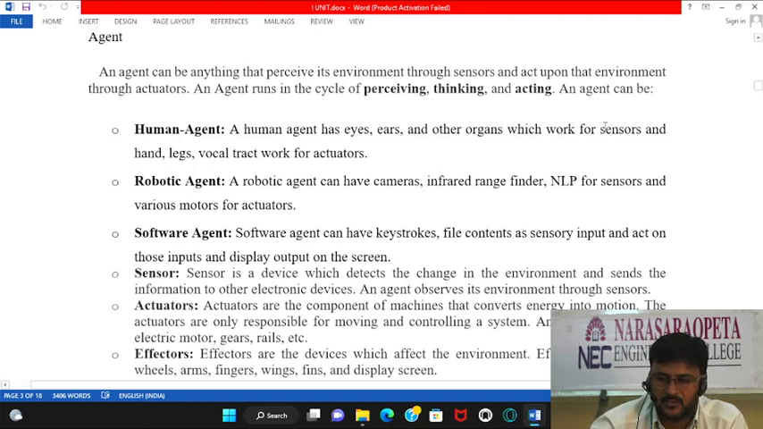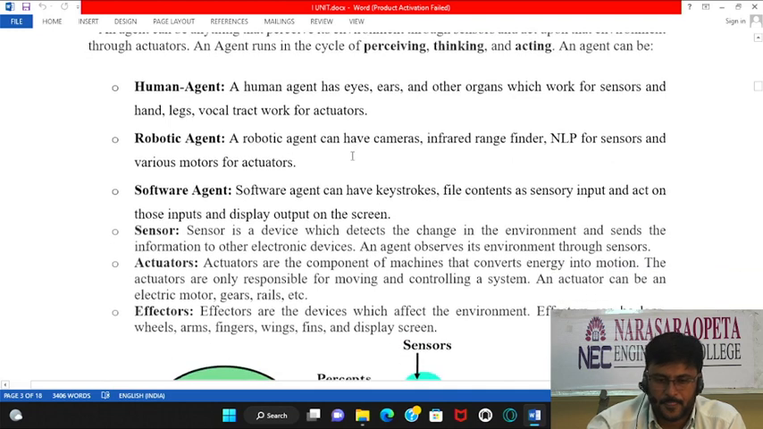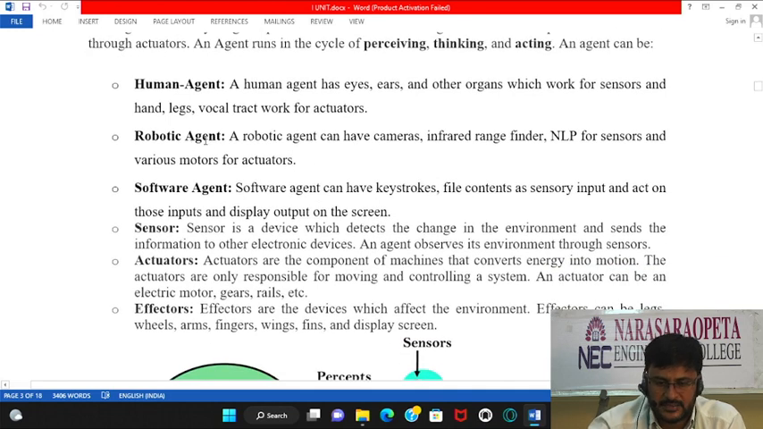These use the sensors, and the hands, legs, and vocal tract work as the actuators. So these all are the actuators. Take a robotic agent. The robotic agent can have cameras. The camera is the sensor, along with an infrared rangefinder, and various motors for the actuators. So actuators are the different motors.